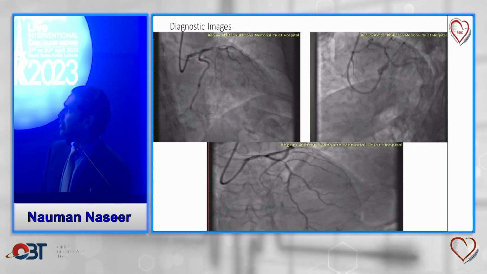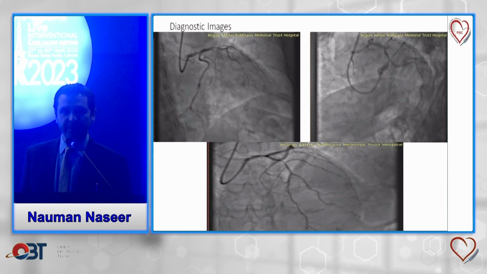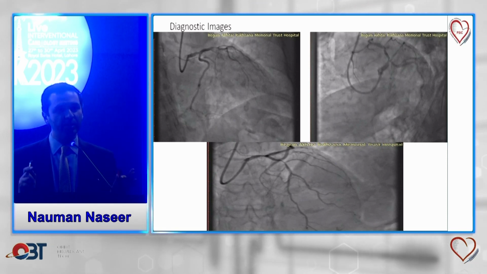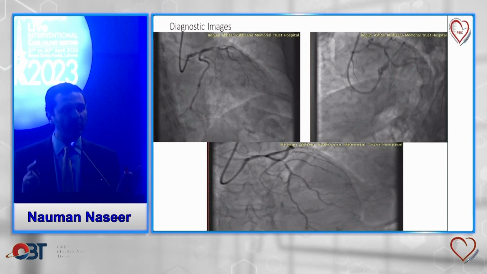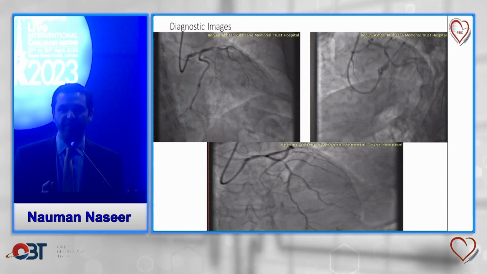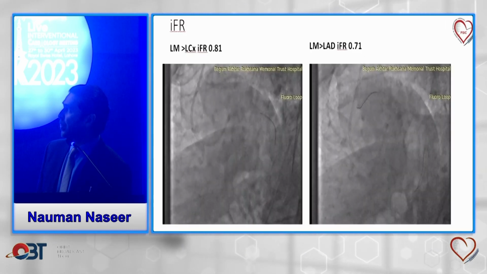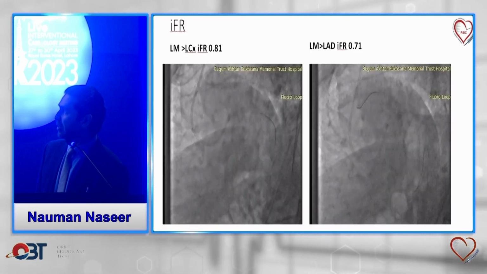There's a question mark about the left main. It looks maybe significant, maybe not. Also ostial with the left circumflex. My humble suggestion to all of you is whenever you're committing somebody to left circumflex intervention or bypass, make sure that it's significant. So what I did was an iFR of the left main to left circumflex.